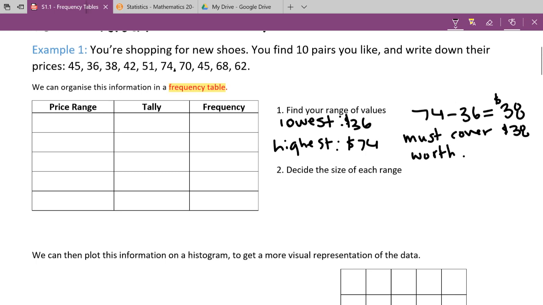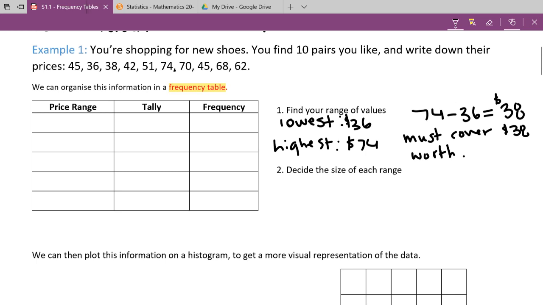Now we want to decide how big each range is going to be, right? Does it really matter if I'm talking about how many shoes are $36 to $38 versus $38 to $40? That's not a huge difference in price, right? If you were out shopping and you saw a pair of shoes for $36 and a pair of shoes for $38, you wouldn't really be too concerned about the difference in price there.